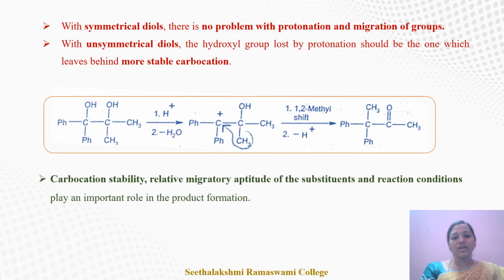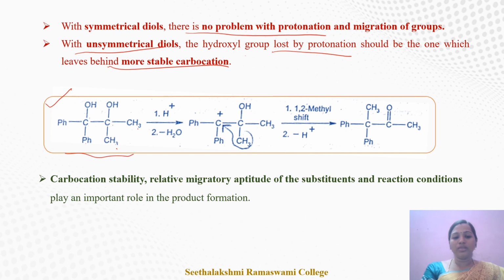With symmetrical diols, there is no problem with the protonation and migration of the groups because this will lead to the same product. With unsymmetrical diols, the hydroxyl group lost by protonation should be the one which leaves behind the more stable carbocation. Here you can see an example of an unsymmetrical diol where two phenyl groups are attached to one carbon and two methyl groups are attached to the other carbon.